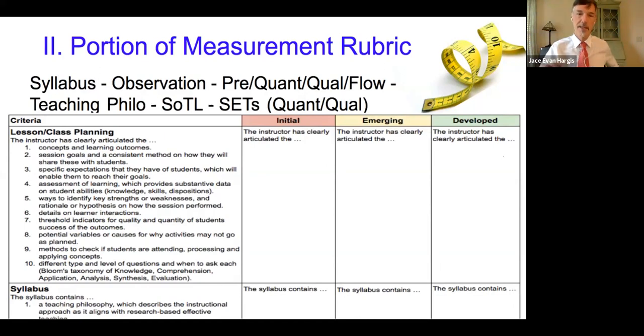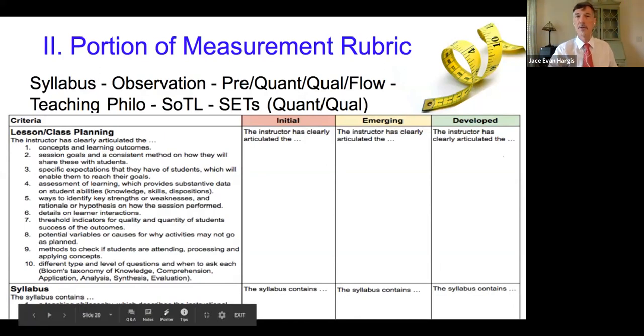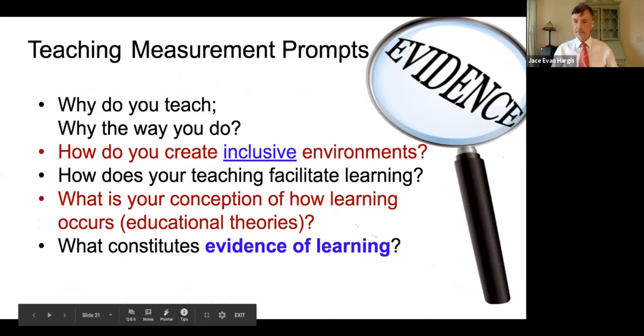So that's the rubric that you can access, or I'll share that with you, and I'll show you where that's at in just a minute.